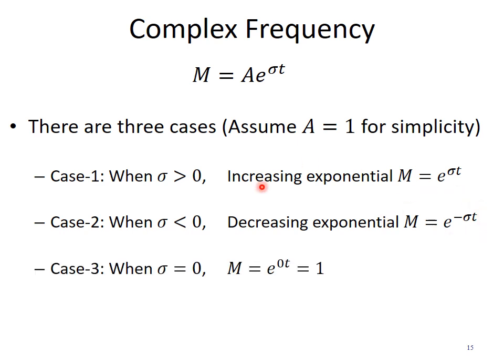And the third case is when sigma is 0. It means the frequency of variation in the magnitude is 0. So when the frequency is 0, the magnitude would be 1, right? So in that case, the magnitude of the complex sinusoid would remain the same throughout time. Its rotation, its phase angle may change with time, but the magnitude would not change. In these two cases, the phase angle would change with time, as well as the magnitude of the vector, right? So here the magnitude of the vector in case 1 would keep increasing with time, and here the magnitude of the vector would keep decreasing with time, and here the magnitude of the vector would remain the same.